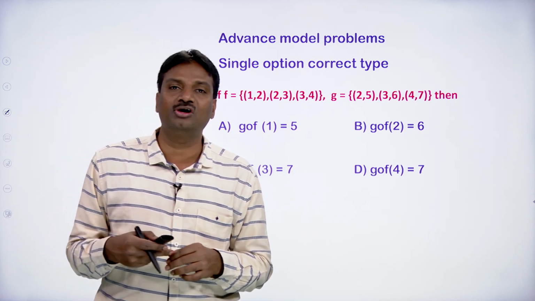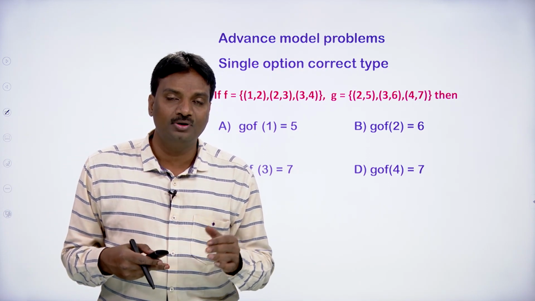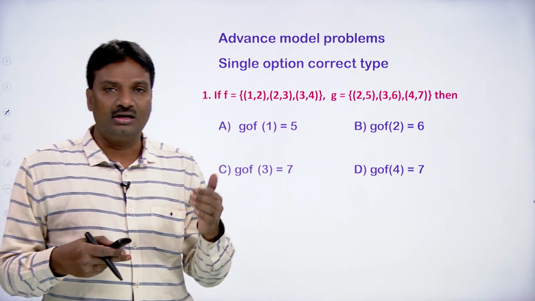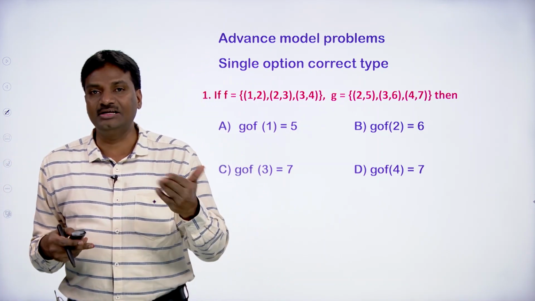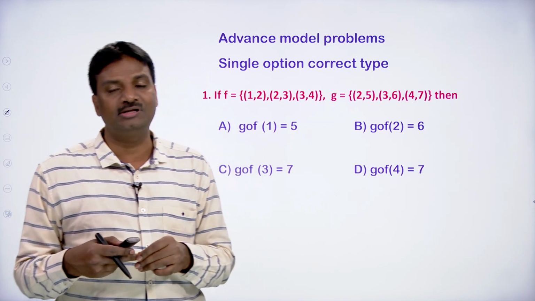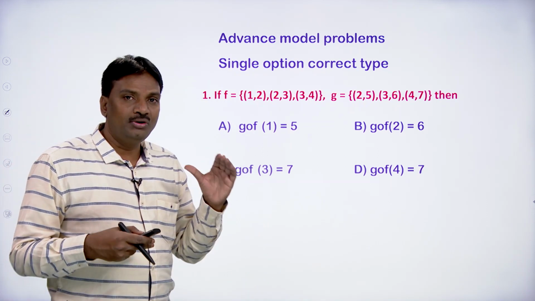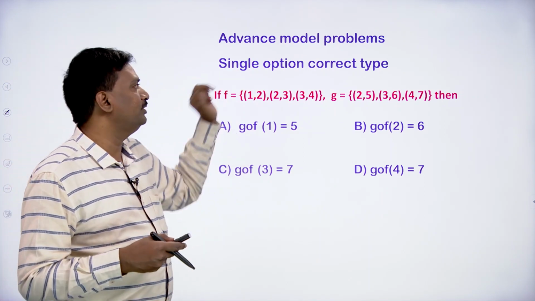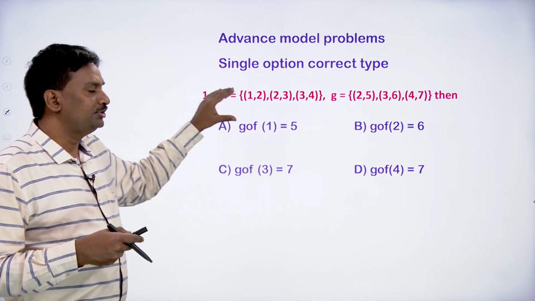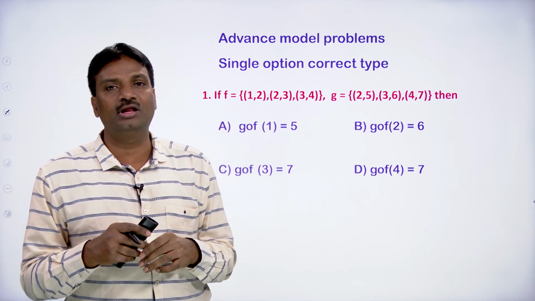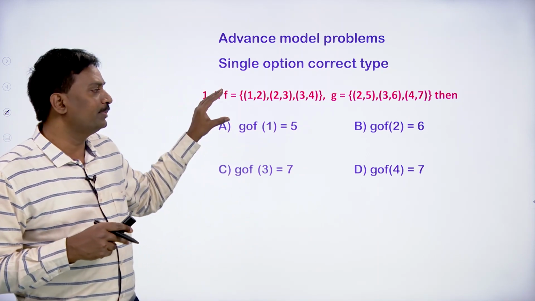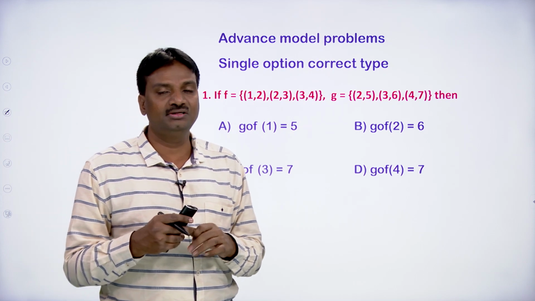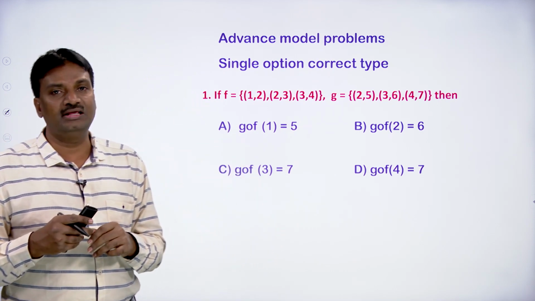Here in advanced model, we have problems like single option correct type, one or more than one correct option type, comprehension passage type, matrix matching type, or integer type questions. Here we are doing the problems relating to the composite function, and we are doing the single option correct type. These problems are just like the mains model problems. For the given problem, only one option is correct.